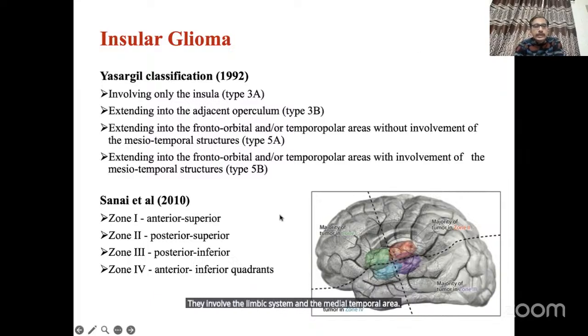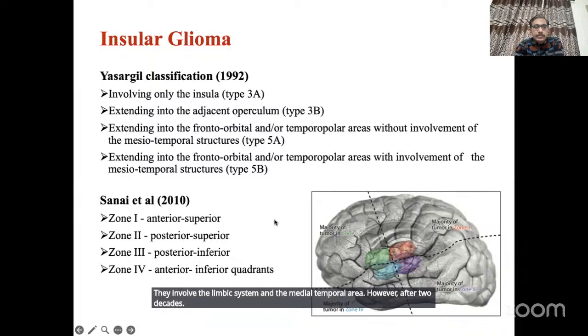However, after two decades, another classification came up from the Sanai group, who classified it very nicely by drawing a line along the Sylvian fissure and another line tangential to the foramen of Monro, so that the entire glioma can be surgically divided into the anterior superior, posterior superior, posterior inferior, and anterior inferior quadrants.